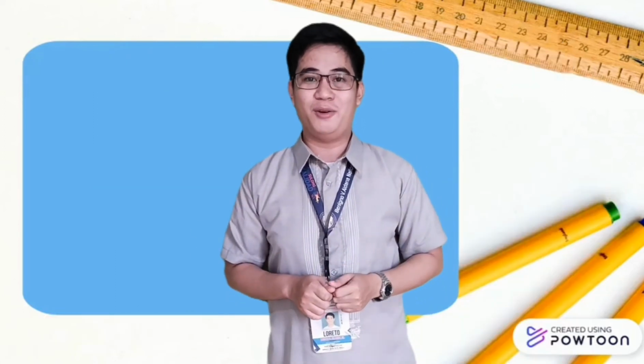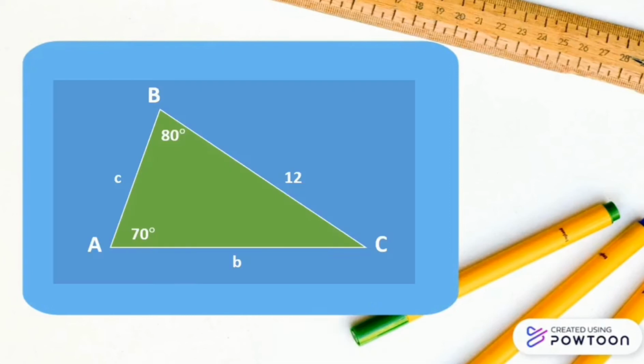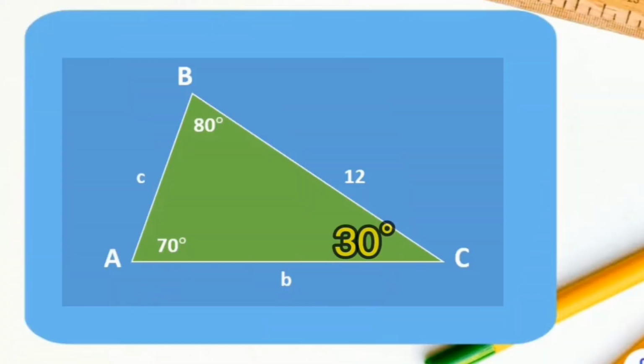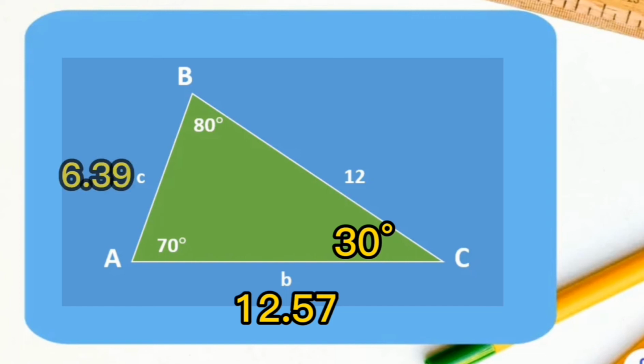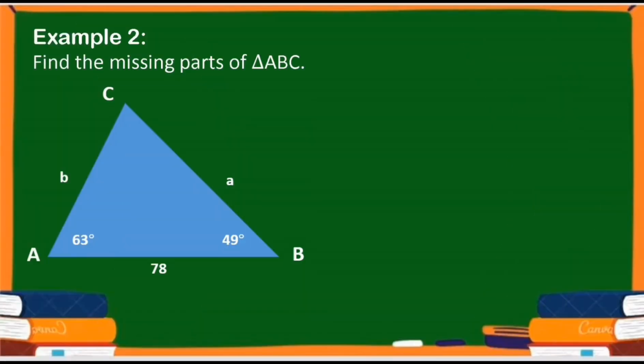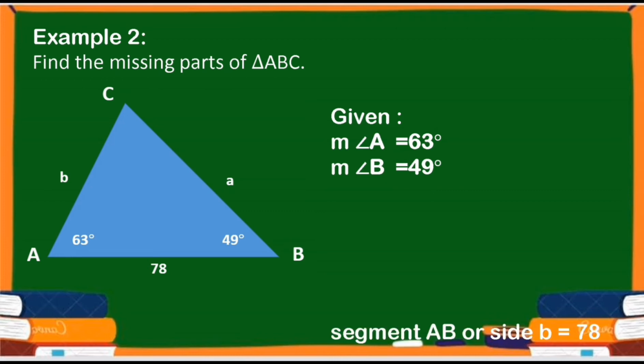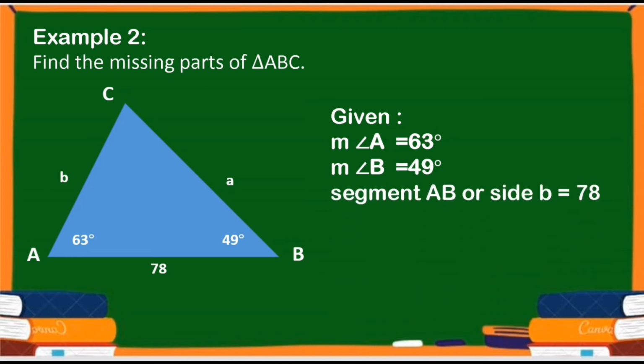Now, let's go back to the figure and complete the missing parts. The measure of angle C is 30 degrees. The length of side b is 12.57 and the length of side c is 6.39. Let us have another example. Find the missing parts of triangle ABC. Given that the measure of angle A is equal to 63 degrees, the measure of angle B is equal to 49 degrees, and the length of segment AB or side b is equal to 78.